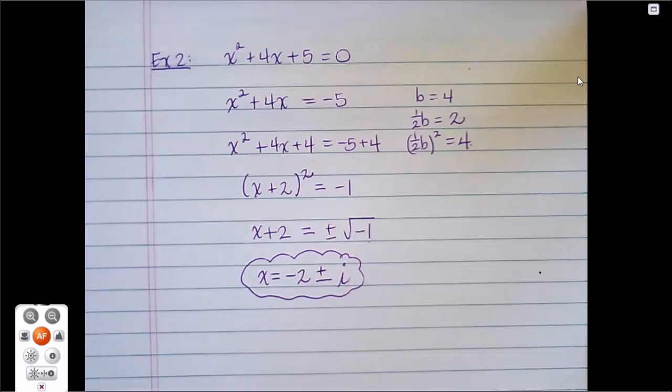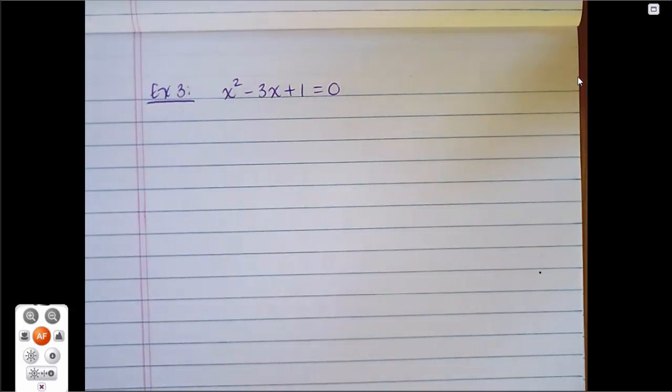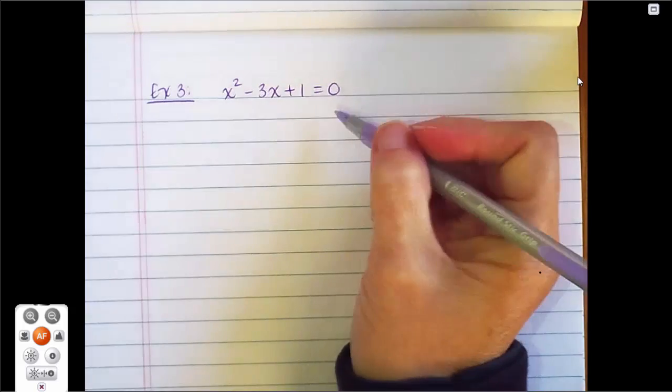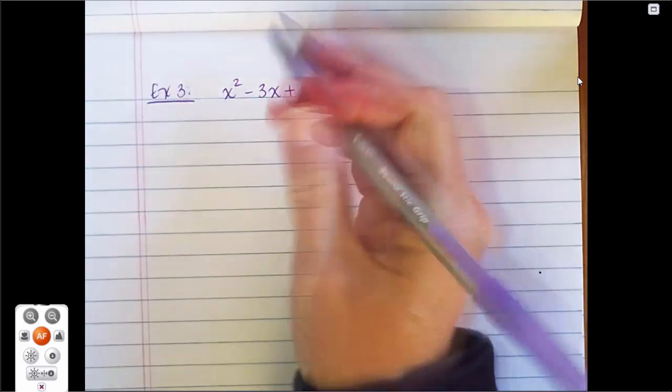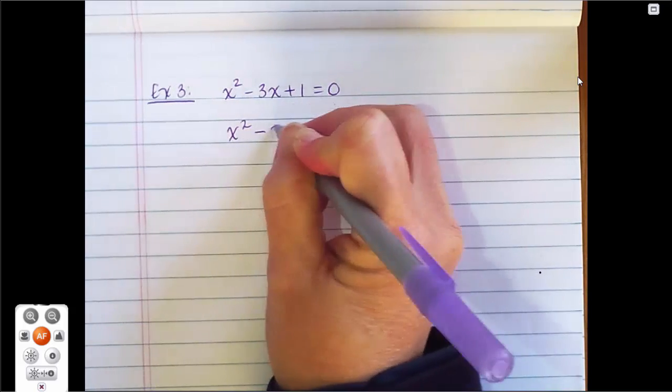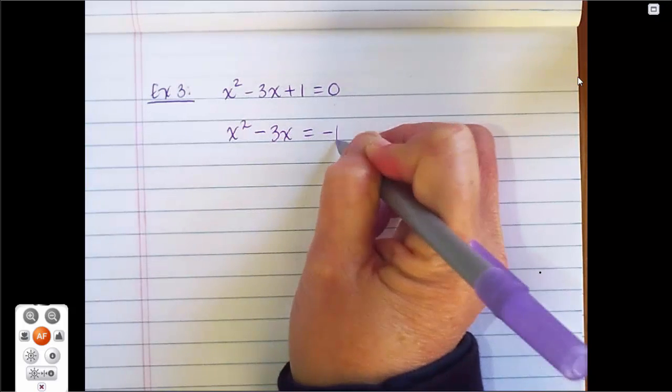You want a to be 1, and notice in the last two problems my b term was even, which made the math really easy. Now, life's not always easy, and so sometimes our b term won't be even. You can deal with fractions, again, reviewing those steps. So here I have x squared minus 3x plus 1 equals 0. a is 1, we're in great shape. We're going to move the c term over. x squared minus 3x equals negative 1.